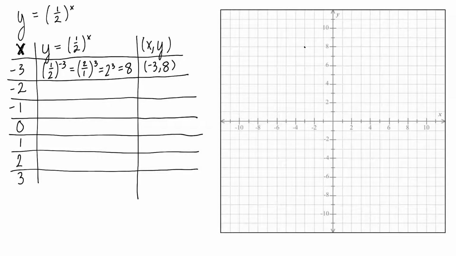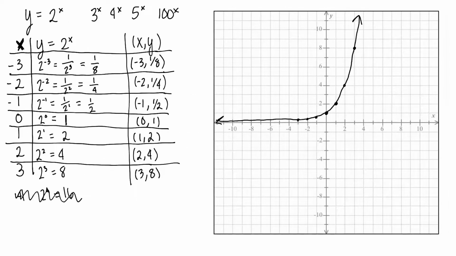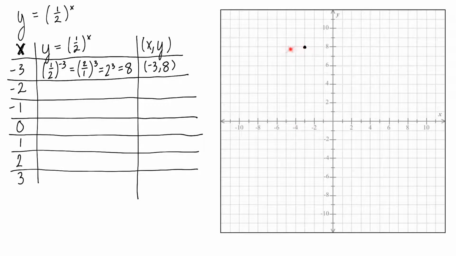-3, 8. So already we can tell this is going to be a little bit different, right? On our previous graph, it was small over here, but over here we're already at a big y value. So just kind of keep that in mind. Next we have 1/2 raised to the -2. So that's 2 over 1 raised to the +2, which is 2 squared, or 4. So -2, 4.